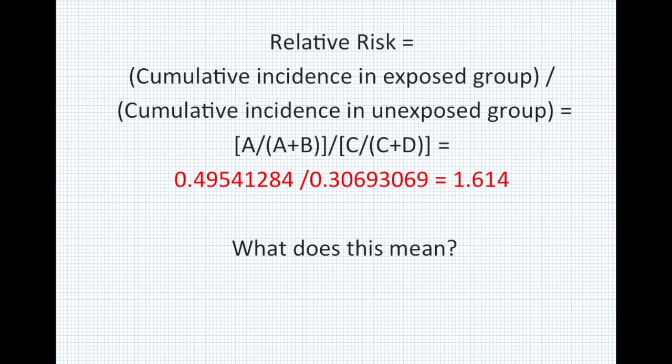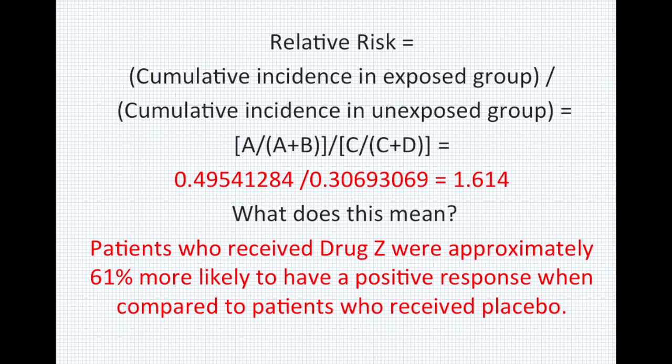So what does this mean? Patients who received drug Z were approximately 61% more likely to have a positive response when compared to patients who received placebo. We could also say patients who received drug Z were approximately 1.614 times more likely to have a positive response when compared to patients who received placebo.